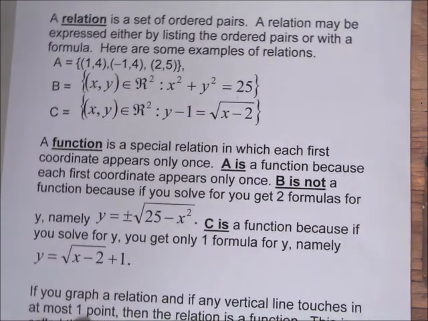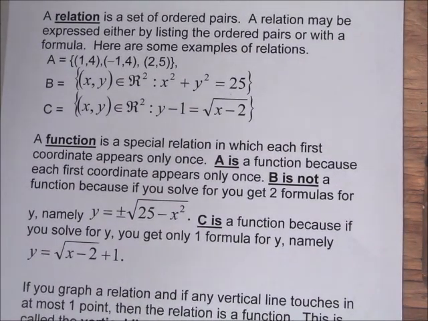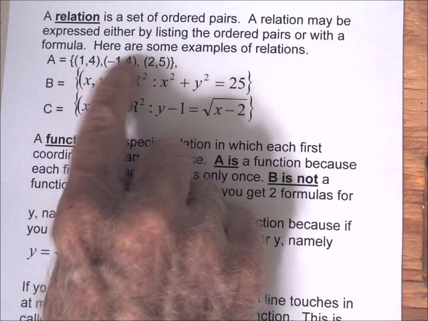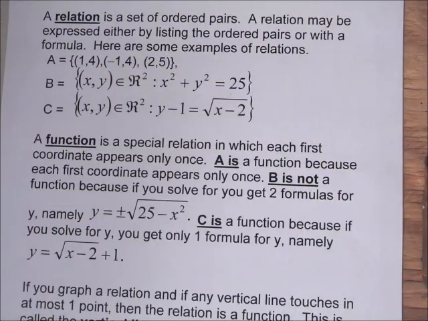A function is a special relation in which each first coordinate appears only once. So A is a function because if you look at the first coordinates, we have 1, -1, and 2. Each one only appears once. So A is a function.